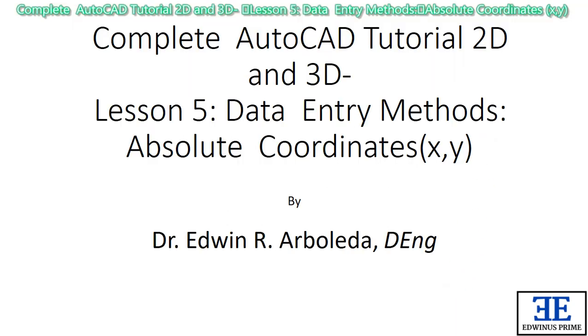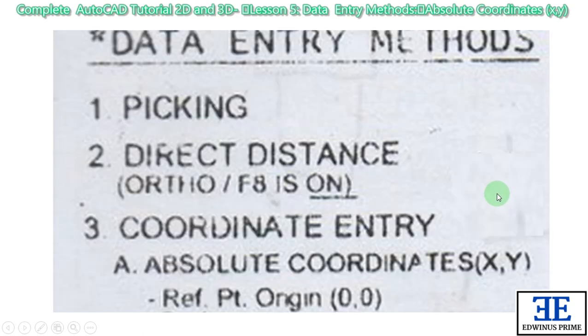We are now in our lesson 5 in our complete AutoCAD tutorial 2D and 3D. Lesson 5 is data entry methods and the focus is the absolute coordinates. There are three main data entry methods: picking, direct distance. We have done this in lessons 1 to 4, and now in lesson 5 we will focus on absolute coordinates.